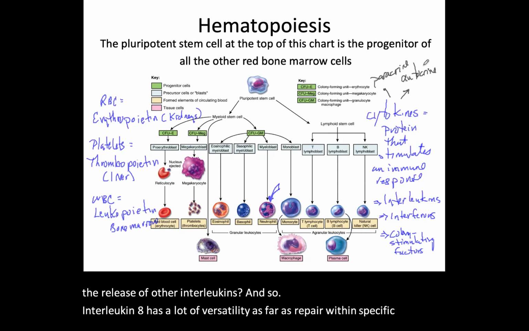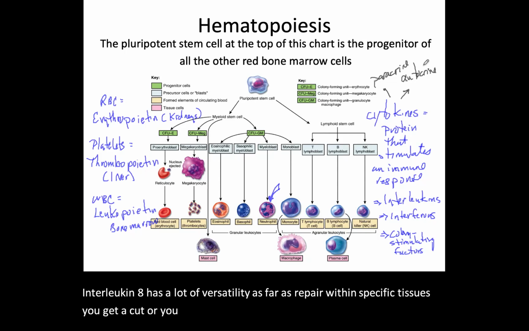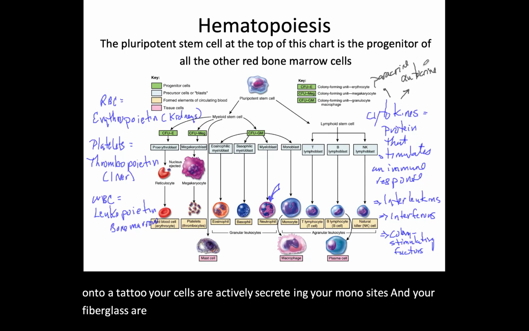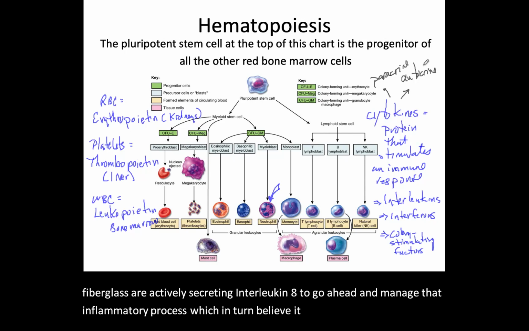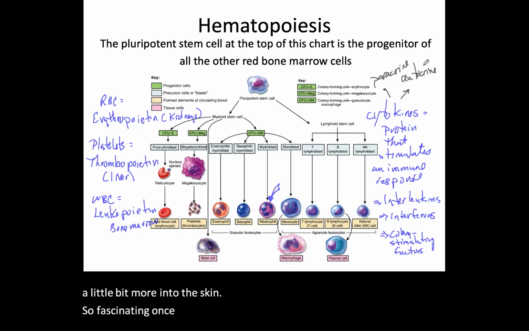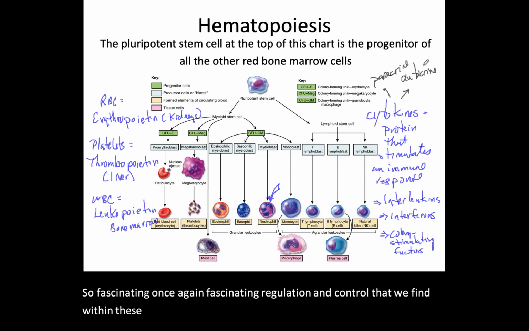You get a cut, or you get ink work done and you're getting new ink added onto a tattoo. Your monocytes and your fibroblasts are actively secreting interleukin 8 to go ahead and manage that inflammatory process, which in turn, believe it or not, kind of embeds the ink a little bit more into the skin. So fascinating, once again, fascinating regulation and control that we find within these interleukins, and we find woven into the neutrophils.